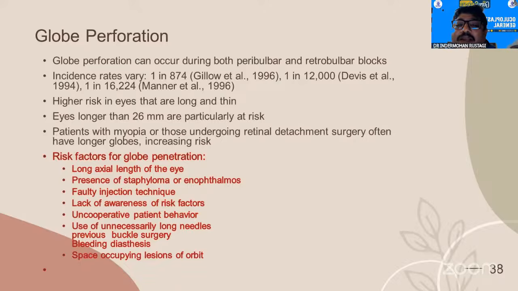It can happen in both peribulbar and retrobulbar blocks, but the chance is higher with the retrobulbar block. The incidence varies in different literature, from 1 in 874 to 1 in 16,000. It is higher in eyes which are long and thin, and of course myopic eyes, where the axial length is more than 26 mm. Other risk factors are staphyloma, enophthalmos, faulty injection technique, lack of awareness of the risk factors, an uncooperative patient, bleeding diathesis, or a space occupying lesion.